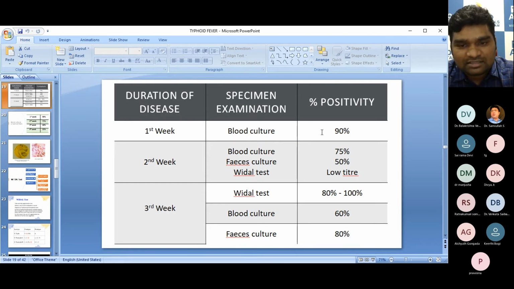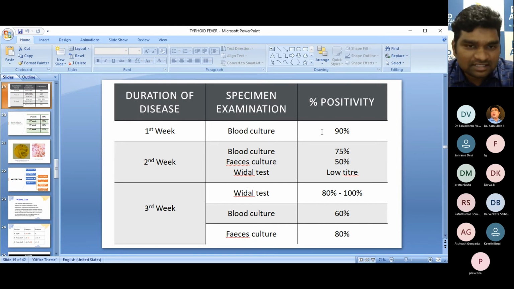So the Widal test should be done in the second week, and it should be paired sera. That means the first test is done in the second week of illness, and the second test after 7 to 10 days, when you have to repeat the Widal test.